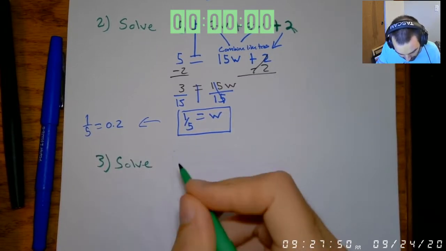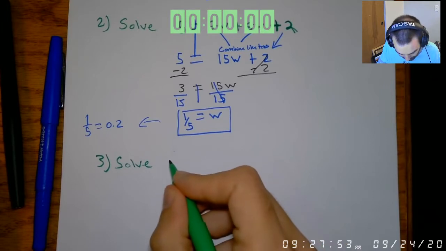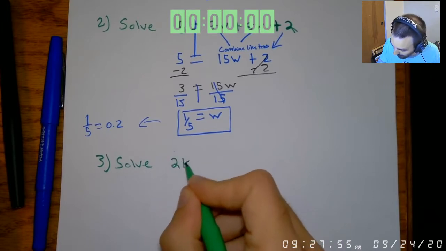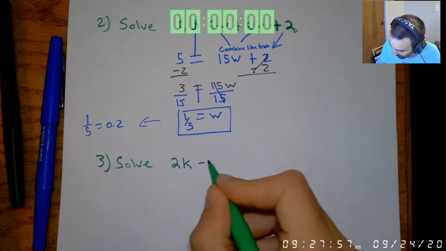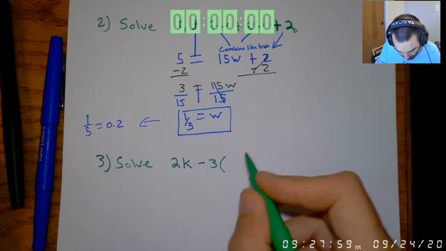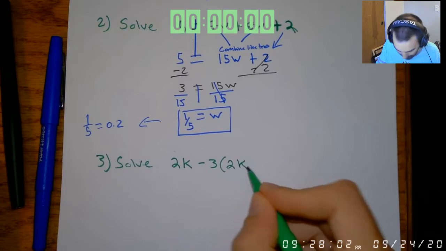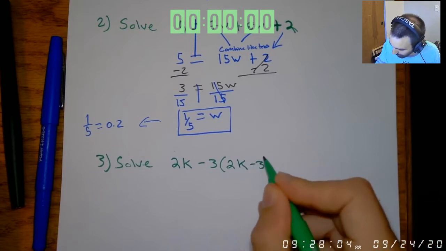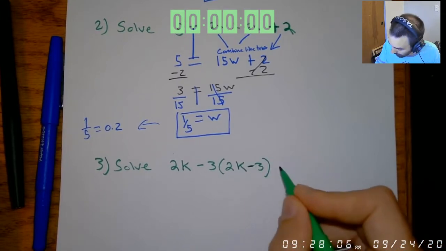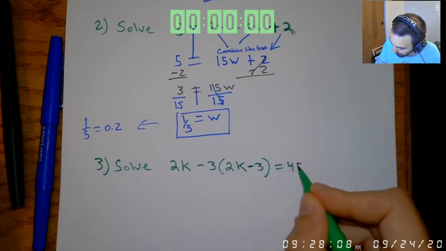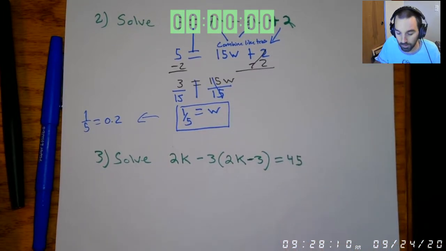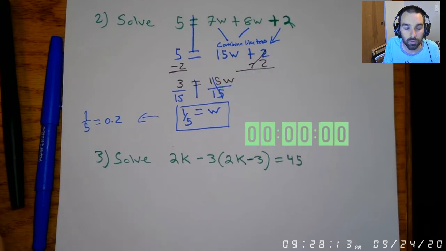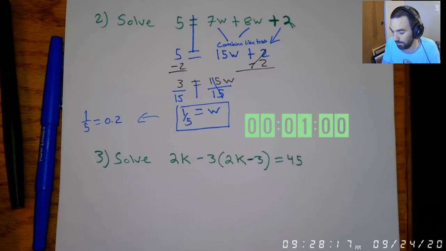Okay, so let's do another problem. Okay. So we're going to go ahead and solve this one. So this one's going to be 2k minus 3 times the quantity of 2k minus 3 equals 45. Okay, so I'm going to go ahead and move this timer down. I'm going to give you guys a minute to do this. And let's give it a shot.